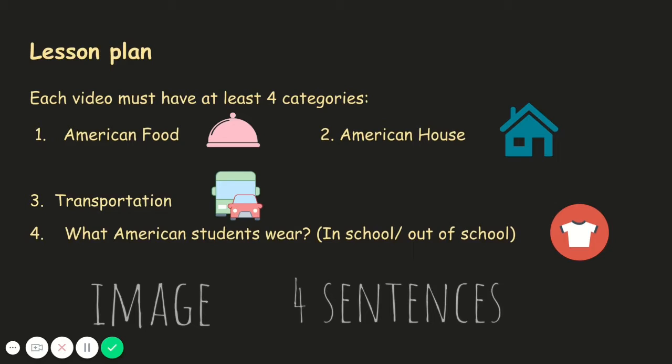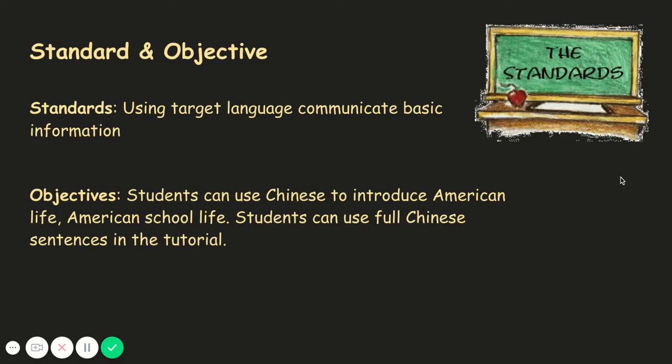And the students must include real views or images. And each category must have at least 4 sentences for the content. And the standard objectives is students can use Chinese to introduce American life, American school life, and students can use full Chinese sentences in the tutorial. For example, students can say, American eat hamburger sandwich in Chinese.